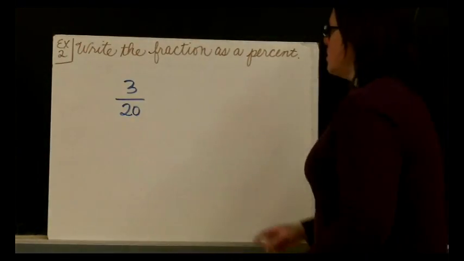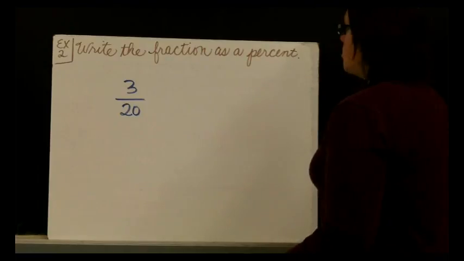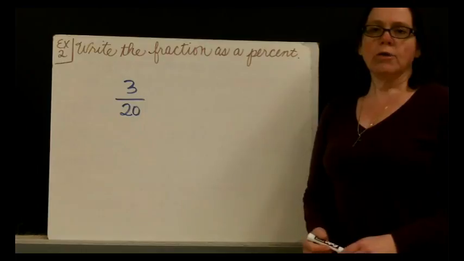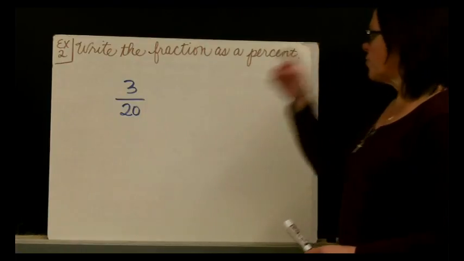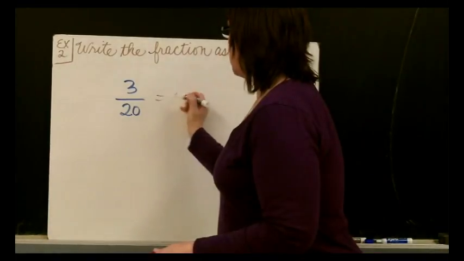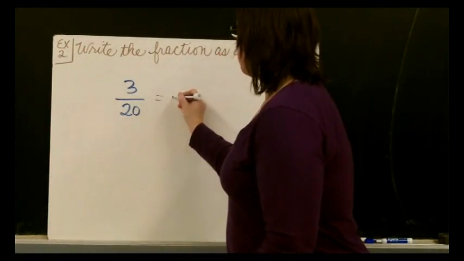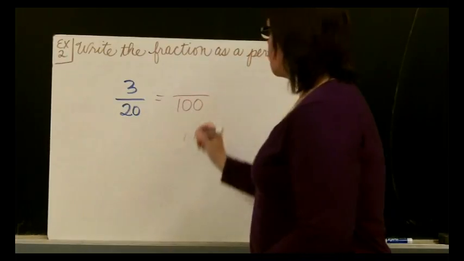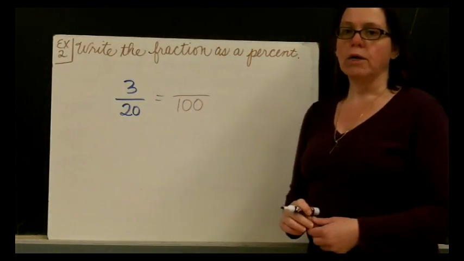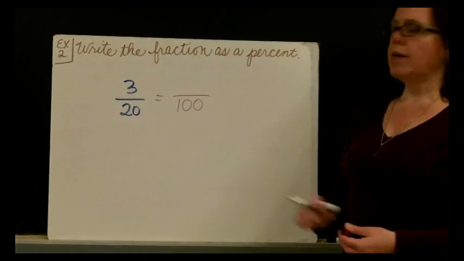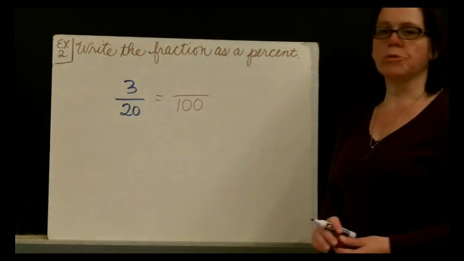Now this example is a little different. Here what we have to do is write the fraction as a percent. So we're going from one direction to the other. 3/20. Well, we know that percent is out of 100. So what we're going to do is set up a proportion, and we are going to put our 100 in the denominator.